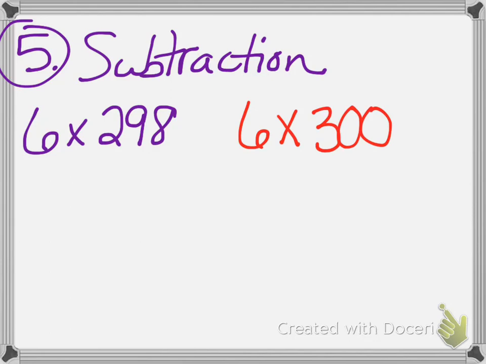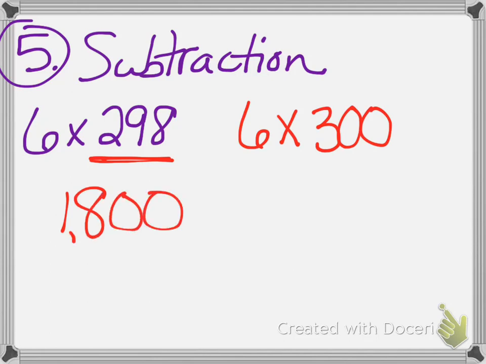The last one, I did not spend a whole lot of time on this, but it does make sense if we would do more problems like this, is subtraction. So since 298 is really close to 300, I'm just going to do that mentally. 6 times 300 is 1,800. But that was 2 times too many, since that was 2 away from 300. So 2 of the 6's need to go away. So 2 times 6 was 12, and you're going to subtract that out to get your 1,000.